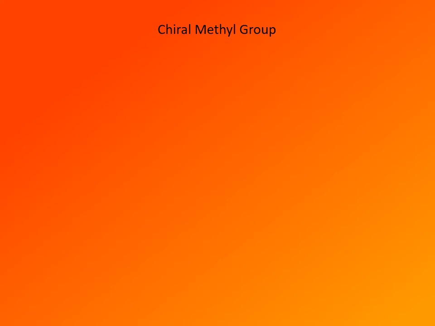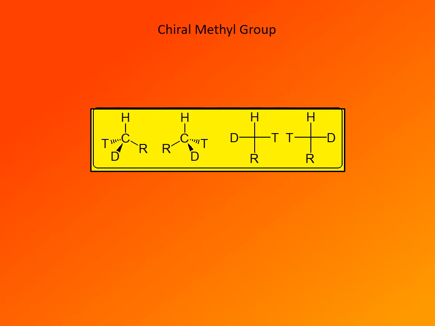But of course, hydrogens have isotopes, and as it happens, there are 3 isotopes of hydrogen: protium, deuterium, and tritium. And so if we synthesize a methyl group that contains one of each isotope, then that methyl group could be chiral. And so here are representations of a chiral methyl group, 2 enantiomers.